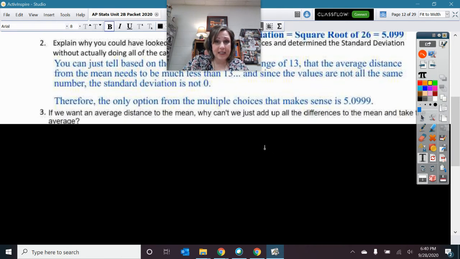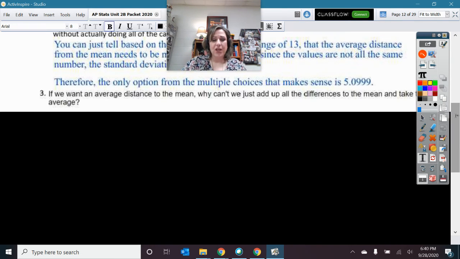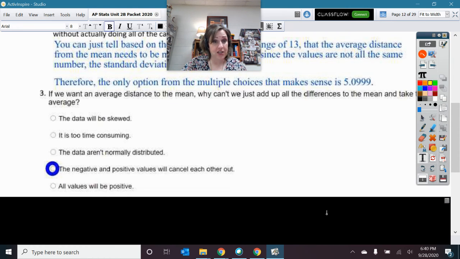All right, now, if we want an average distance to the mean, why can't we just add up all those differences to the mean and then take that average? So do you remember when I had the students in class line up, all of those people below the mean had a negative deviation score. All those people above the mean had a positive deviation score. So if I just added up all those negative distances plus all the positive differences, those would sum to 0. And it would look like the average distance from the mean is 0 when it is actually not.